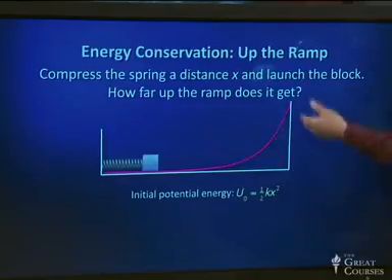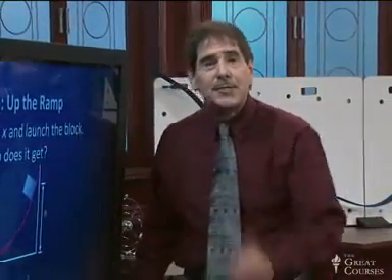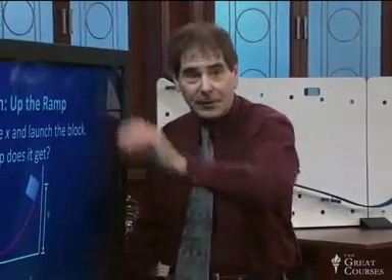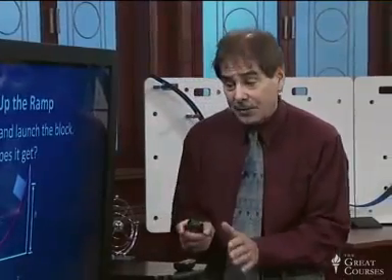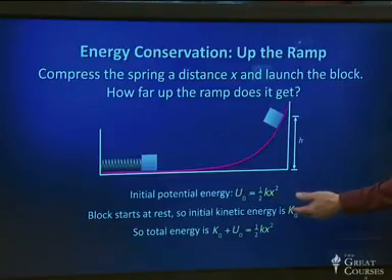And here's our ramp, and I want to ask how high up it gets. So what's the height h when the block has risen to its maximum height before it's going to start going back down again, or the car in the case of my track? It starts at rest, so its initial kinetic energy, K naught, is 0. Its total energy is K naught plus U naught, and that's just a half kx squared.